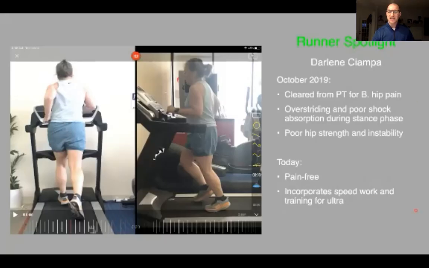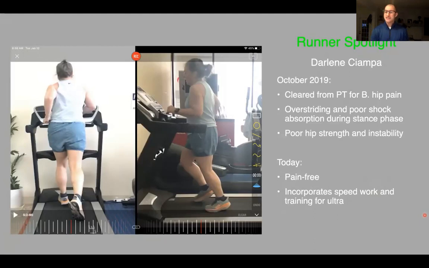Now, let's take a second to talk about Darlene. Darlene's another one of my favorite people. And I often say that about a lot of my running clients because they're such awesome people. I met Darlene back in October 2019. She was just cleared from physical therapy because she had bilateral hip pain, lateral hip pain, which they diagnosed as bilateral hip inflammation. But she was trying to get back on track and get back into running. And she had a lot of big goals, right? She wanted to do a half marathon, an ultra, and she's done great since then.